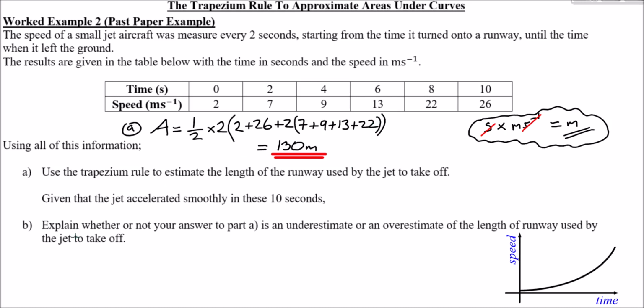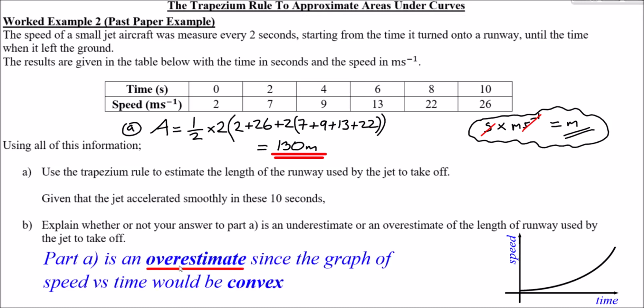Part B, again similar to worked example 1 part B, explain whether or not your answer to part A is an underestimate or overestimate. Again, because this curve is convex, if we did a graph of speed and time, the trapezium rule again would give an overestimate. So we just have to say this in similar words: part A is an overestimate since the graph of speed versus time would be convex.